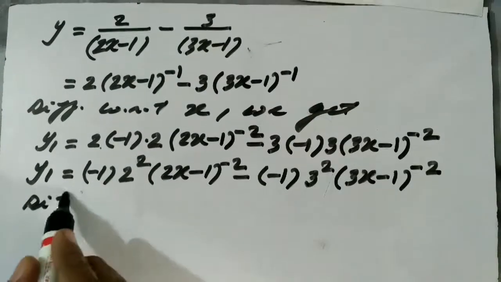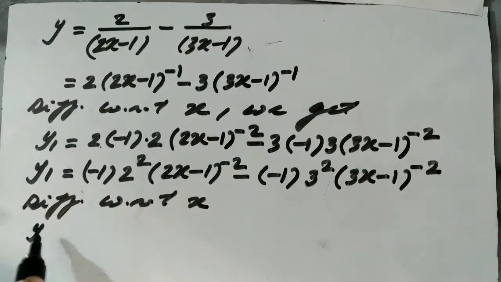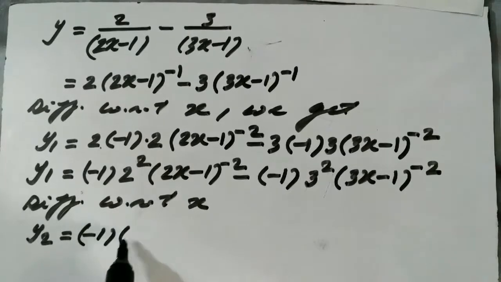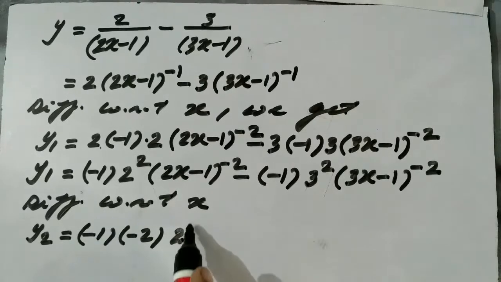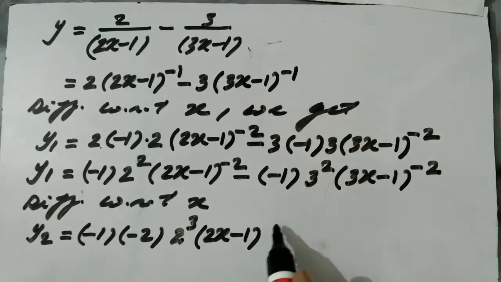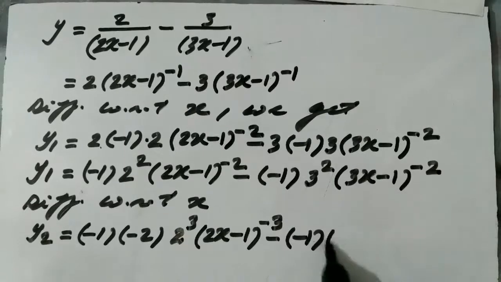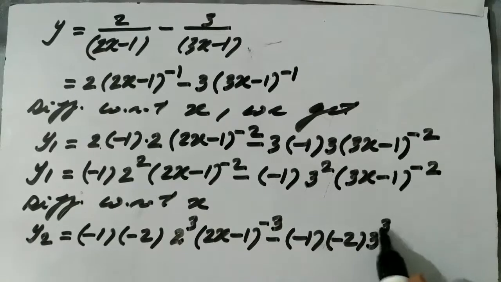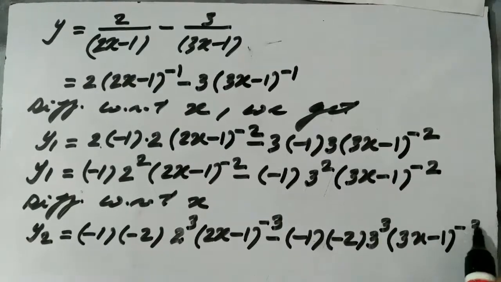Differentiating again with respect to x, we get y2 is equal to minus 1 into minus 2, into 2 cube, into 2x minus 1 raised to the power minus 3, minus minus 1 into minus 2, into 3 cube, into 3x minus 1 raised to the power minus 3.